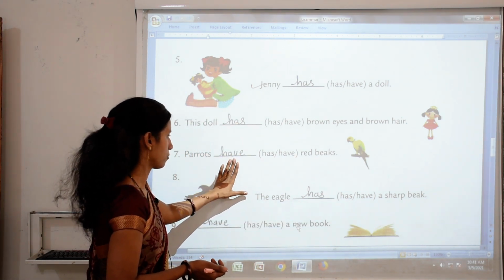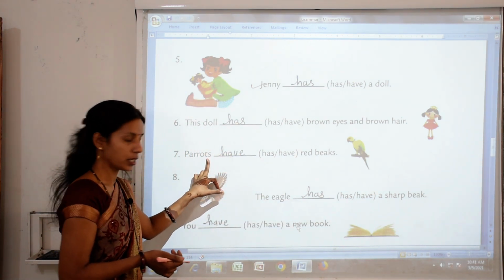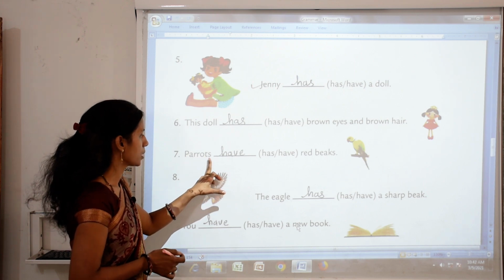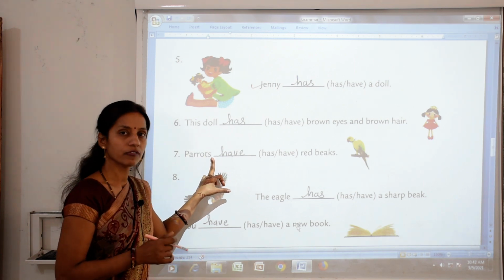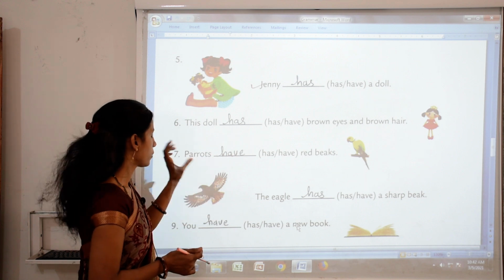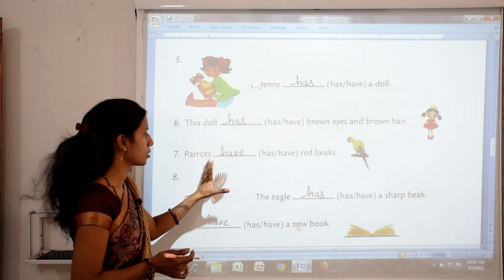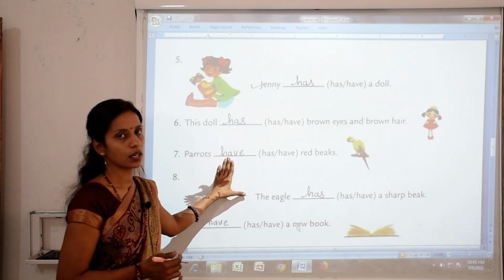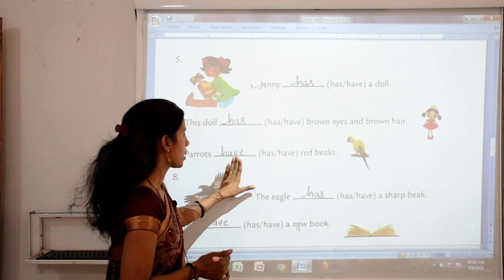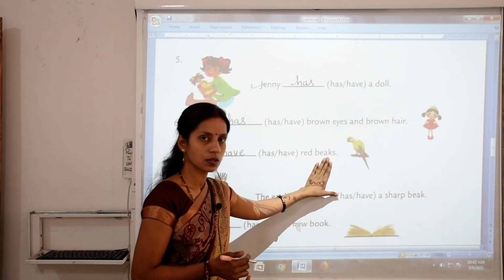Parrots have, parrots with an S. Okay, P-A-R-R-O-T-S, parrots. That means more than one parrot, not only one. So when we talk about more than one, we use have, H-A-V-E, have. Parrots have red beaks. Okay.